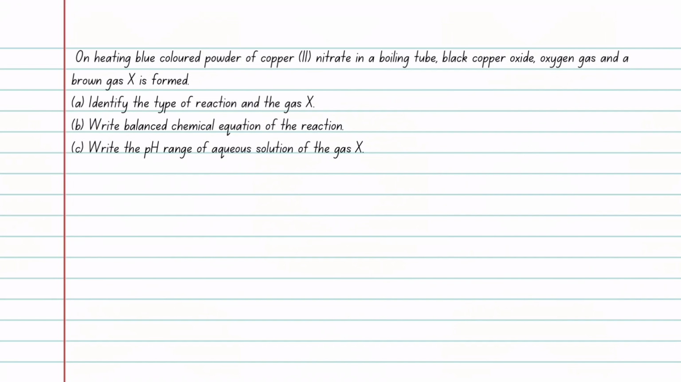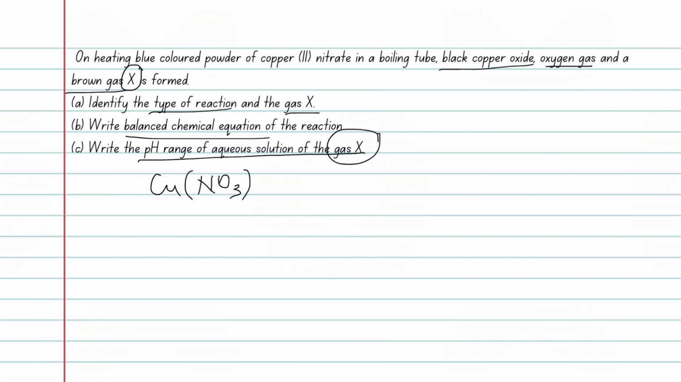On heating blue colored powder of copper nitrate in a boiling tube, black copper oxide, oxygen gas, and brown colored gas X is formed. Identify the type of reaction, gas X, chemical reaction, balanced chemical equation, and pH range of the aqueous solution of gas X. Okay. Now you have copper 2 nitrate and it's being heated in a boiling tube. Okay, so that means obviously this is decomposition since we have only one reactant.